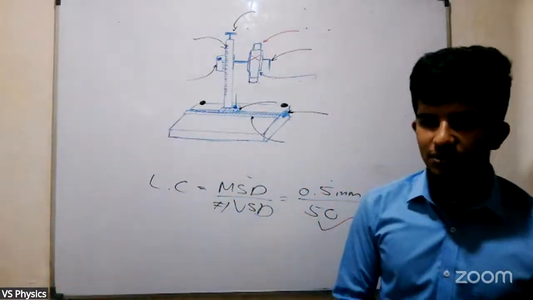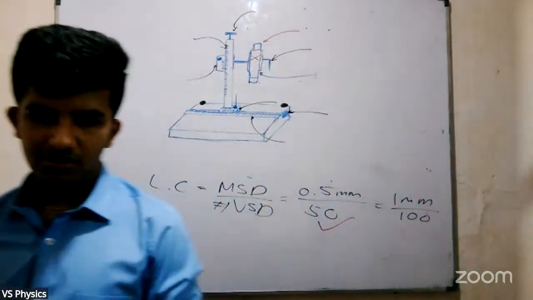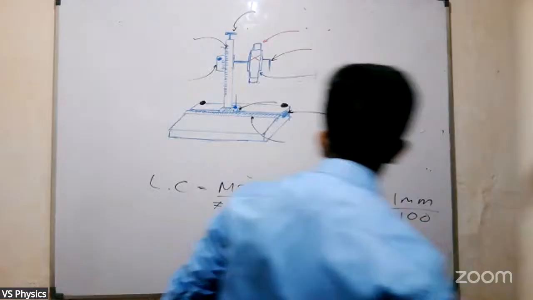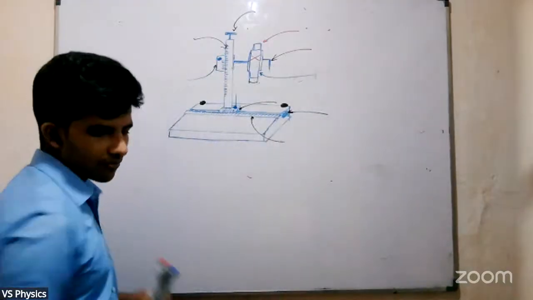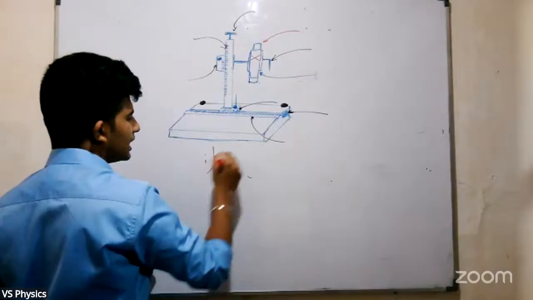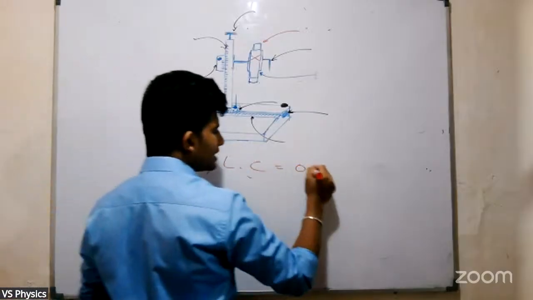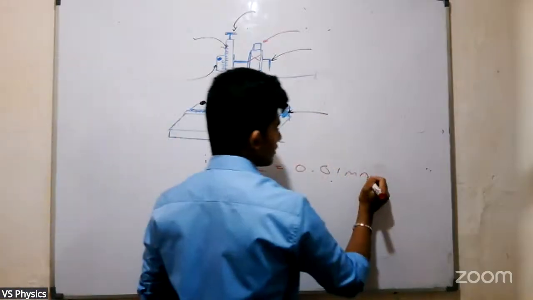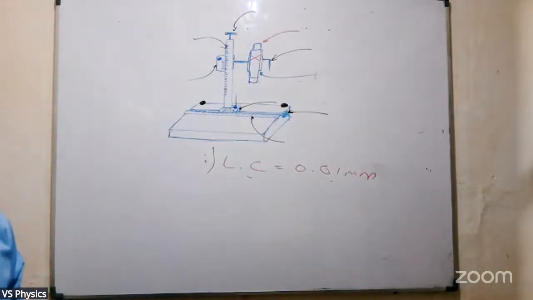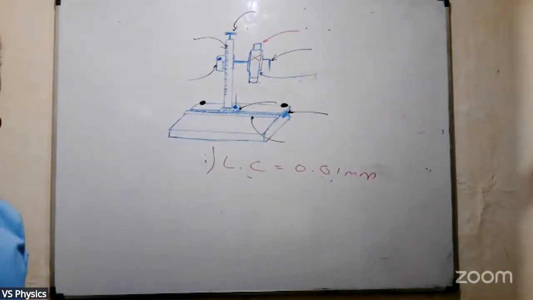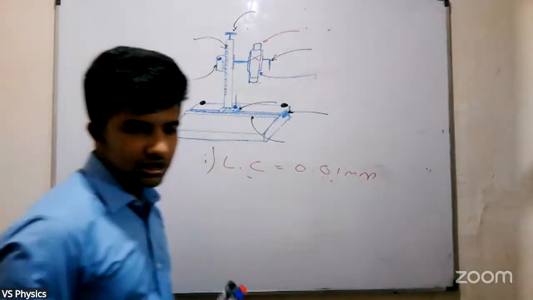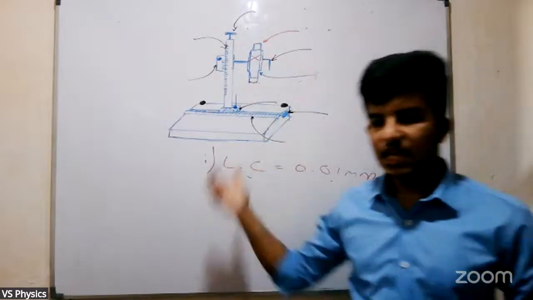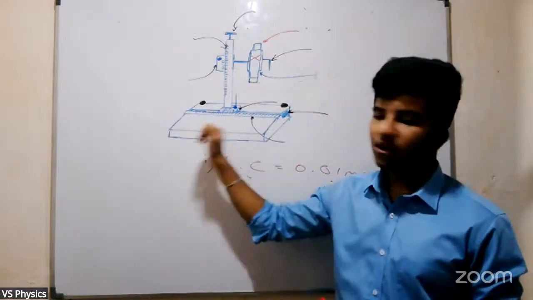First of all, in the traveling microscope, we have to find the least count, as in every single measuring instrument experiment we do. In a traveling microscope, the least count is always 0.01 millimeters. Next, we have to use a spirit level and adjust the leveling screws and level the platform of the traveling microscope.